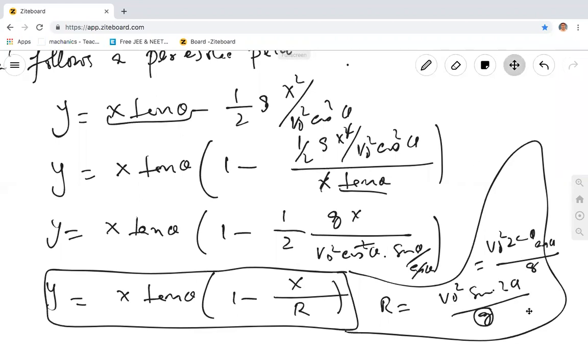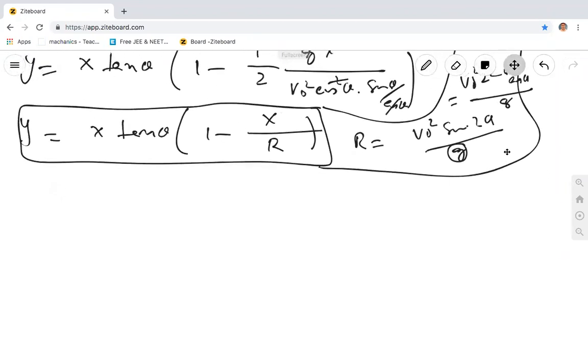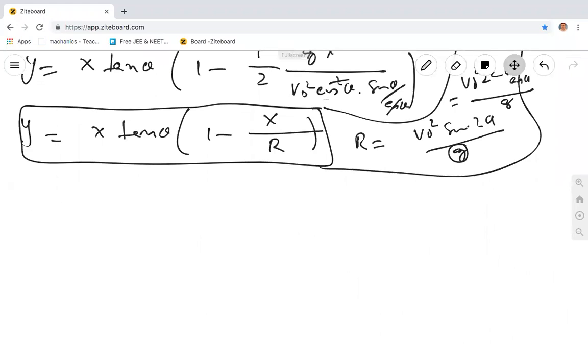Do you understand that? Yes, sir. Try to understand this. This is a very important equation. Have a look. Or should I do it once again? No, sir.